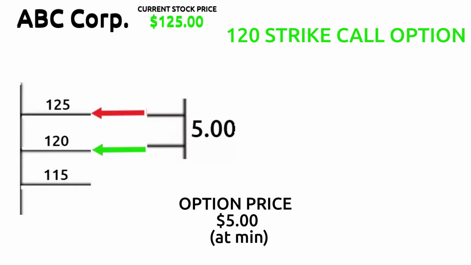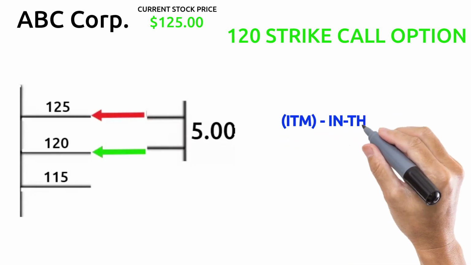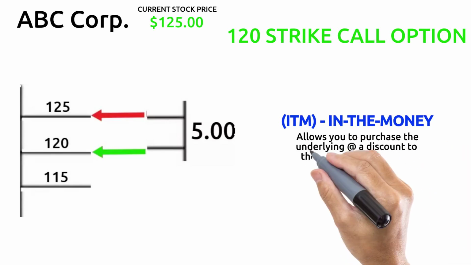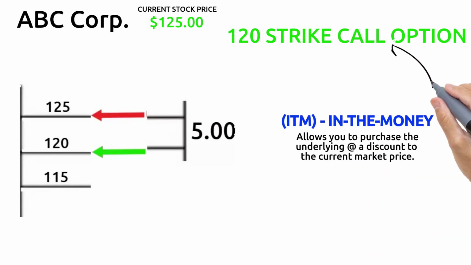In this scenario, we would refer to this option as being in the money. Because it has value, it allows us to purchase the stock at a discount to the current price. So again, this option is referred to as being in the money, or ITM.